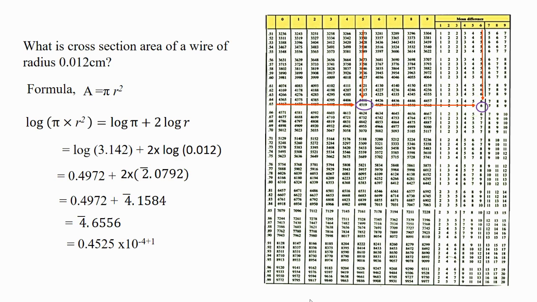Into that I need to add 1. So the value becomes 0.4525 into 10 raised to minus 3. Hence the area of cross section is 0.4525 into 10 raised to minus 3 centimeter square.